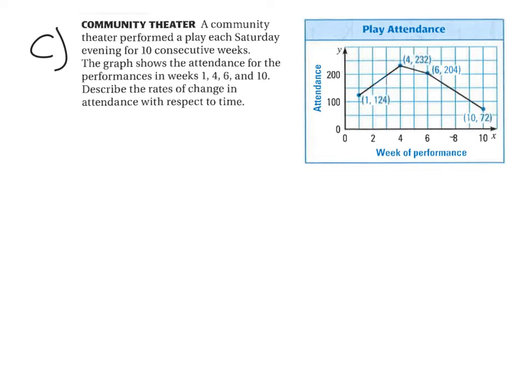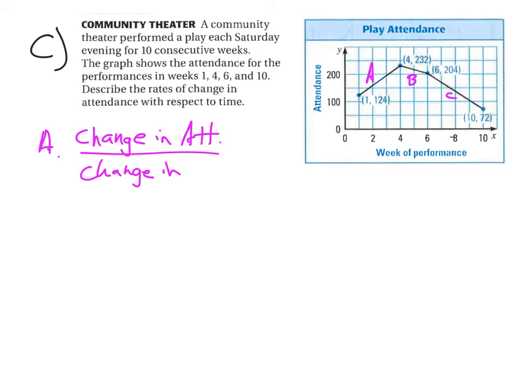So let's actually label these. Let's label this part A, we'll label the second part B, and we'll label the third part C. That way this will let us separate a little bit. So for part A, we want to find the rate of change. So we need to find the change in attendance, I'm going to abbreviate attendance here, over the change in the number of weeks.